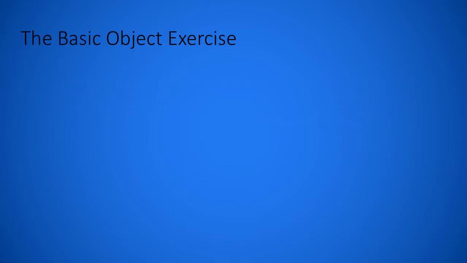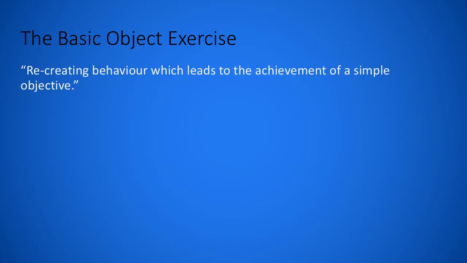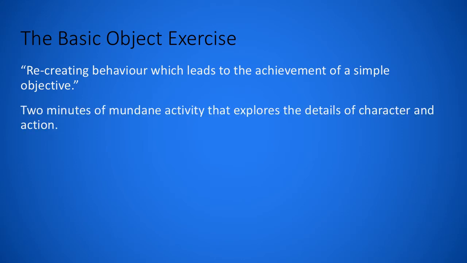So what is the basic object exercise? The basic object exercise recreates behavior which leads to the achievement of a simple objective. This is something that you can do on your own, at home, to create work to bring to class, to bring to rehearsal, and to bring to your performance. The basic object exercise is 2 minutes of a mundane activity that explores the details of character and action.